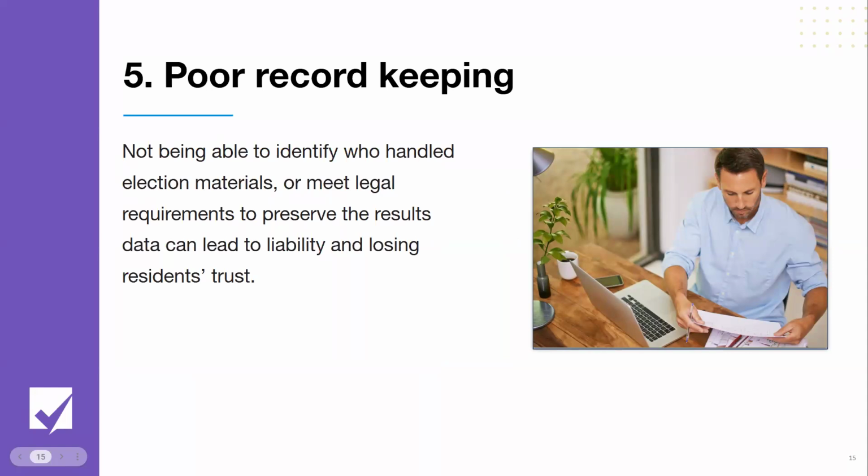Poor record keeping. So once the election is concluded, the most important part of the process is keeping accurate record of the results. If your association can't track who handled election materials, or fails to meet legal requirements for data retention, anyone can question the legitimacy of the results.